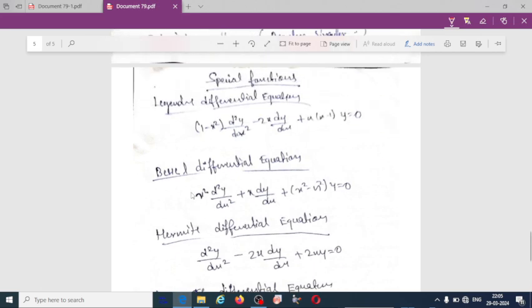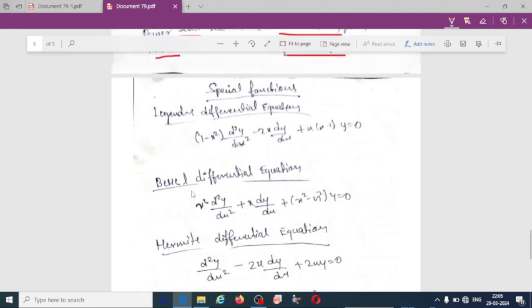Special functions are another type of differential equations. Among these four, one question will compulsorily be there in the KSET exam, or in the NET exam they may ask for solutions related to these equations. So at that time these formulas are very helpful.